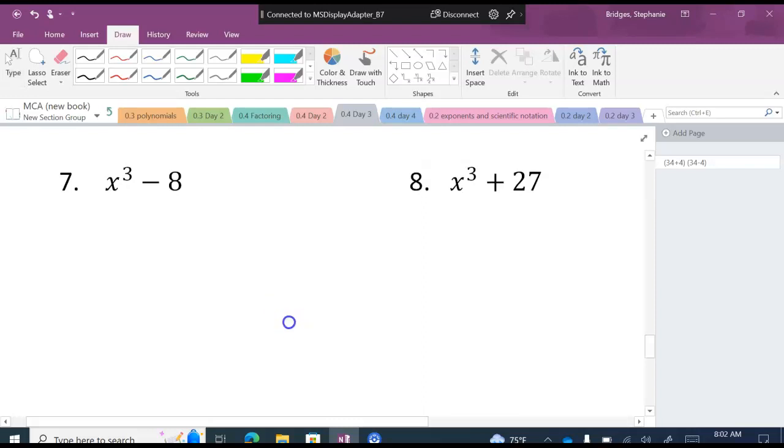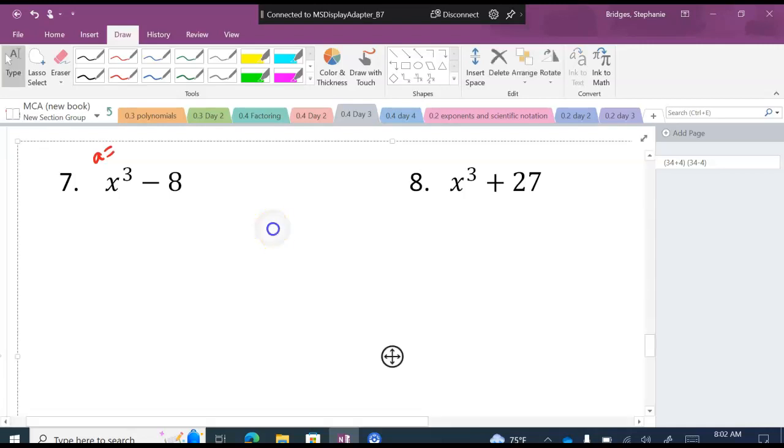So this is the way I do it. What I like to do first is figure out what A and B are. What is the cube root of the first term? What is the cube root of the second term? And then I can just fill those into my pattern. I usually just write it above. A is going to be whatever the cube root of x to the third is. If I split x to the third into 3 equal groups, how many is in each one? 1. So A is going to be x to the first, or just x.